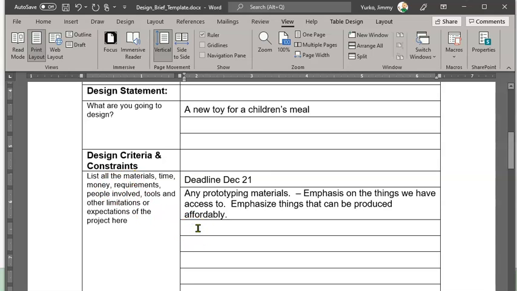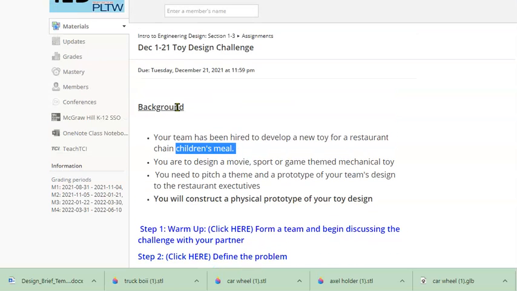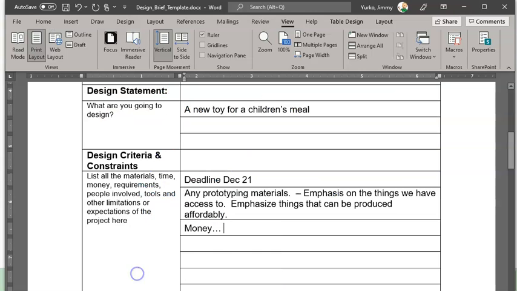Money. Money's always a factor. Well, let's see. Right off the bat, we don't have a specific dollar value identified in our problem statement and in our background here, but we do know that it's going in that children's meal. And if we were to go and look up children's meal prices, we know that those tend to be in the sub $5 range. So this needs to be something that can be distributed with a children's meal that sells for less than $5. So we're probably looking at around a dollar retail value.